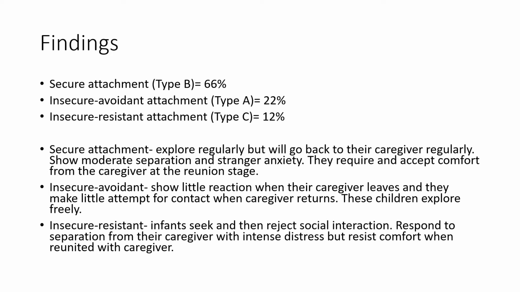And in terms of insecure resistant, we have infants seek and then reject social interaction. So they want a lot of interaction. They go and maybe cry a lot. They want to be comforted. And when they try and get comforted by the attachment figure, they reject it. So they say, no, start crying, don't want it. And they respond to separation from the caregiver with intense distress, but they also resist that comfort when they are reunited with their caregiver.